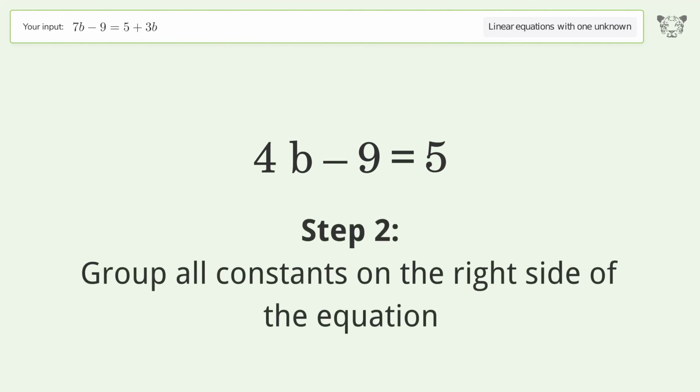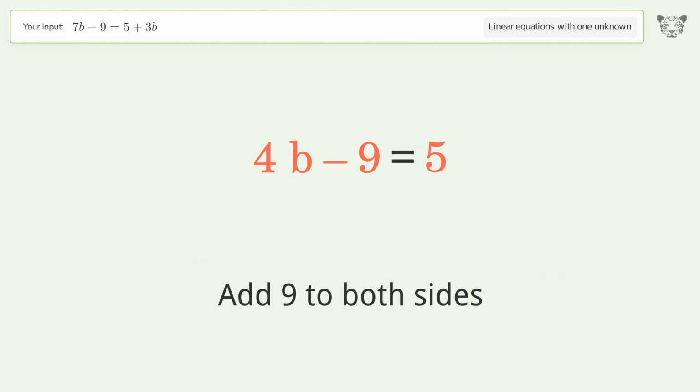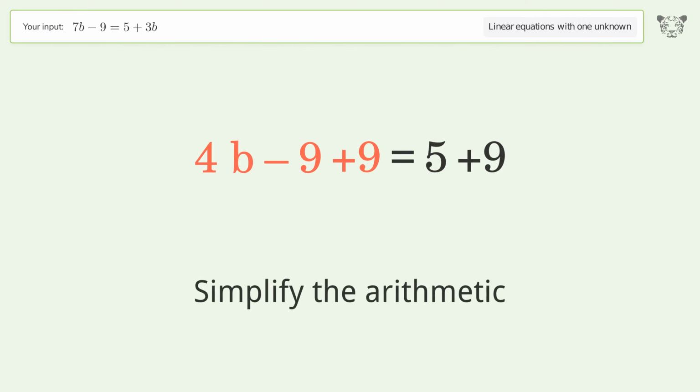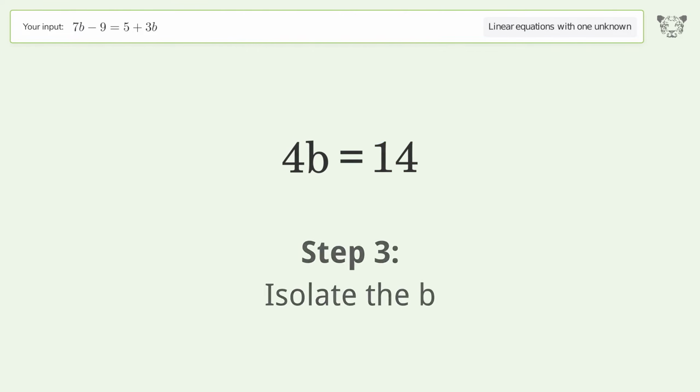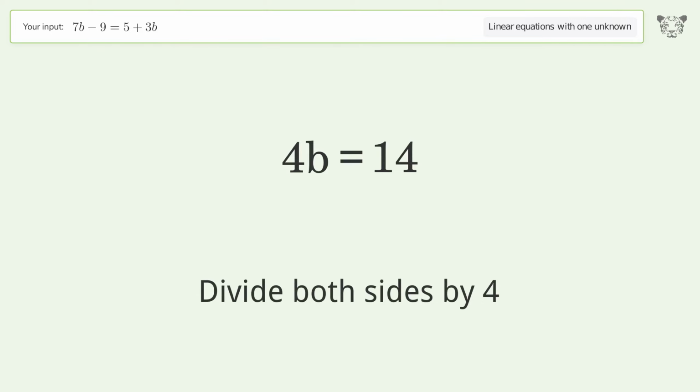Group all constants on the right side of the equation. Add 9 to both sides. Simplify the arithmetic. Isolate the b. Divide both sides by 4.